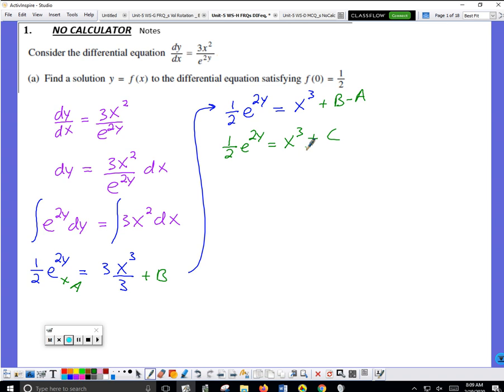Think of it this way. This might help. Maybe this constant was 12 and this one was 5. Well, you would have just put them together anyway. You wouldn't leave them separate. So we just say, let's just lump them together. Good?